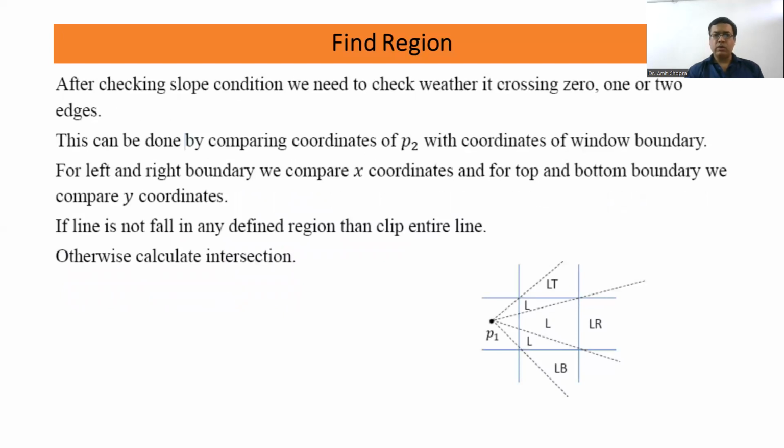After checking the slope conditions, we need to check whether it crosses 0, 1, or 2 boundaries, which can be done by comparing the coordinates of P2 with the coordinates of the window boundary. For left and right boundaries, we compare the x coordinate, and for top and bottom boundaries, we compare the y coordinates. If the line does not fall in any defined region, then clip the entire line, otherwise calculate the intersection.